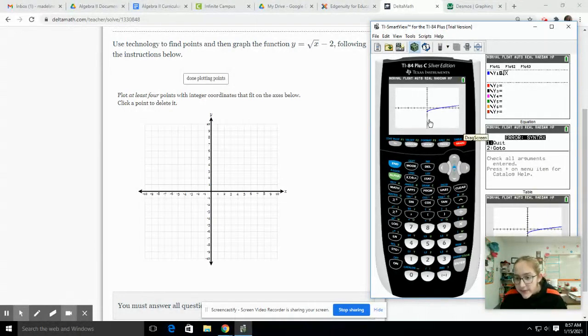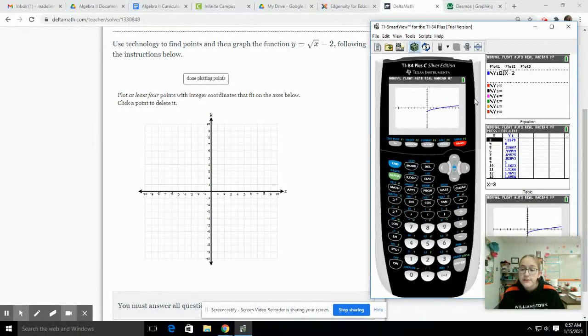Okay, when we hit graph, it gives us a little drawing of that graph essentially, and it shows us what it's supposed to look like. But just from this, it's going to be really hard to figure out exactly where those coordinate points are. So in your calculator, you can hit second and then table. And it's going to pull up this table right here with all the coordinate points.